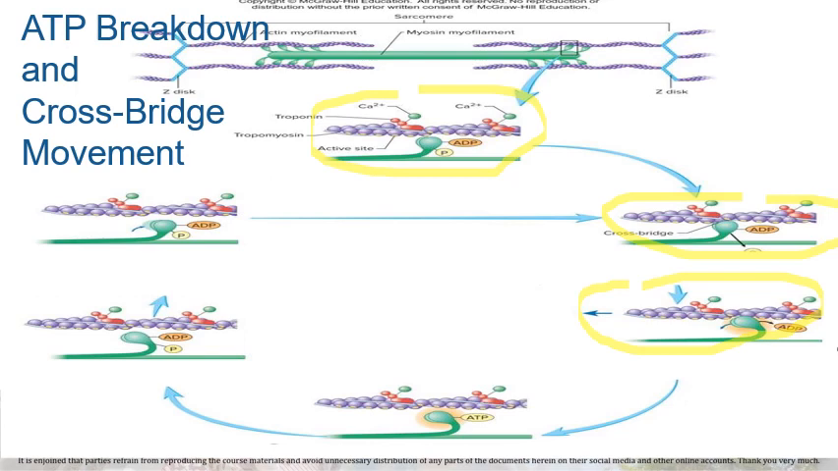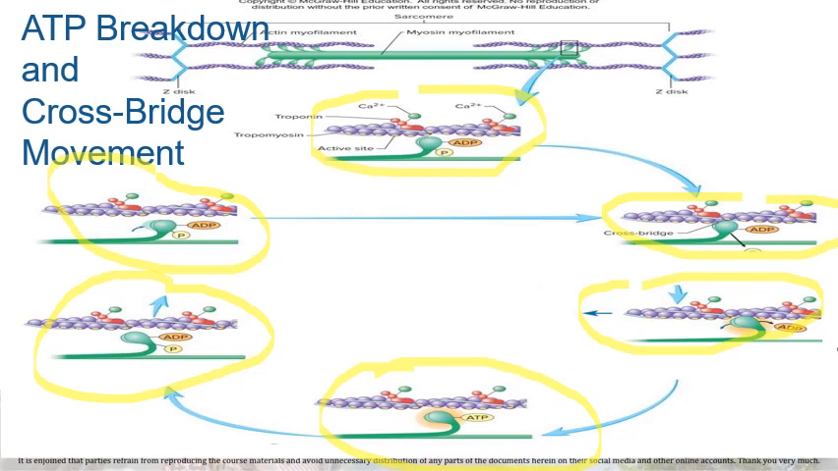An ATP molecule binds to each of the myosin heads, causing them to detach from the actin myofilament. Now, the myosin ATPase portion of the myosin heads splits ATP into ADP and phosphate, which remain attached to the myosin head. And lastly, the head of the myosin molecule returns to the resting position, and energy is stored in the head of the myosin molecule.